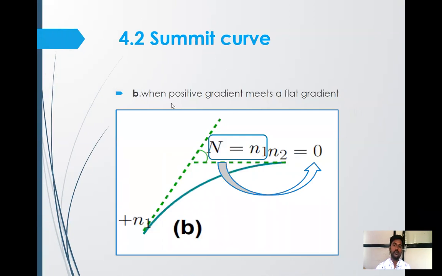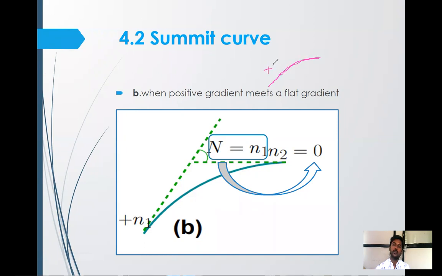Second condition: when the positive gradient meets the flatter gradient. What does this mean? Positive gradient means this is rising. This is plus, suppose n1, positive gradient. The positive gradient meets the flat gradient. It means after that there is a flat road, where this is n2 and this is equal to 0.